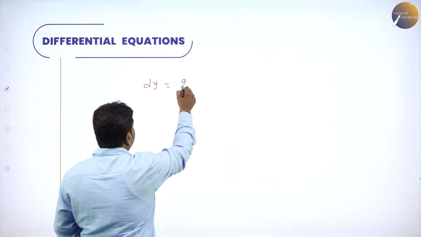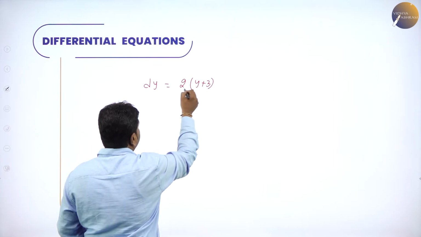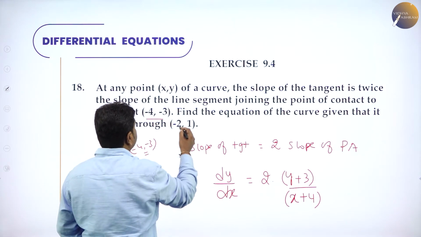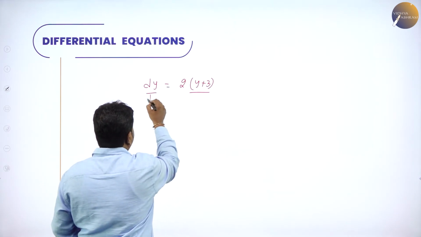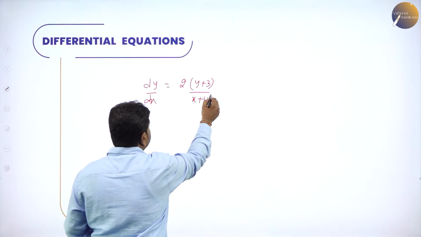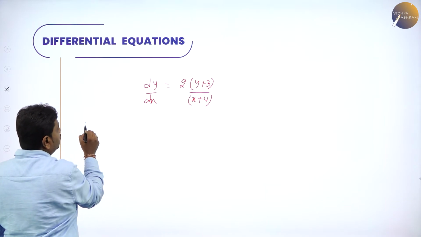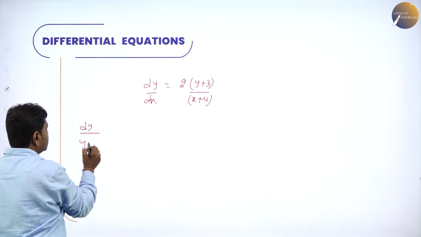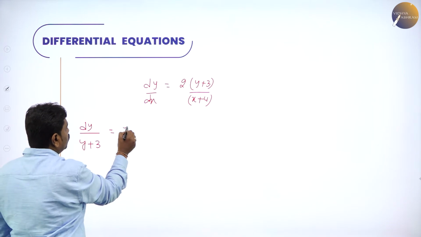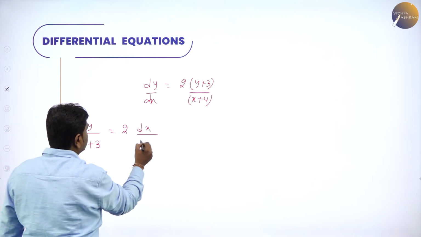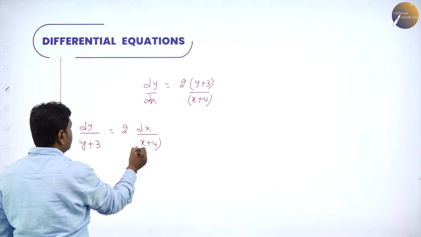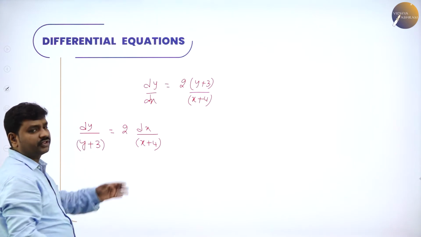That is 2 times (y plus 3) by (x plus 4) dy by dx. So now do variable separable. Separate the variables. Can I write this as dy divided by (y plus 3) is equal to 2 times dx divided by (x plus 4)? Now variables are separated. All of you know the rule of separating the variables.